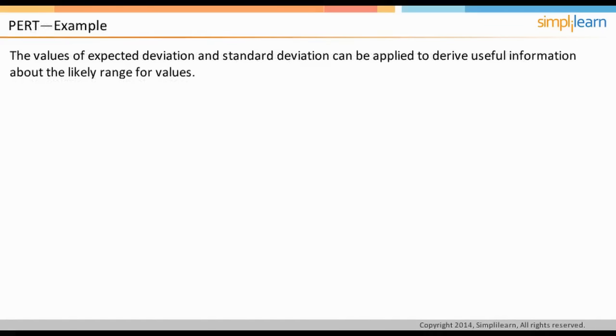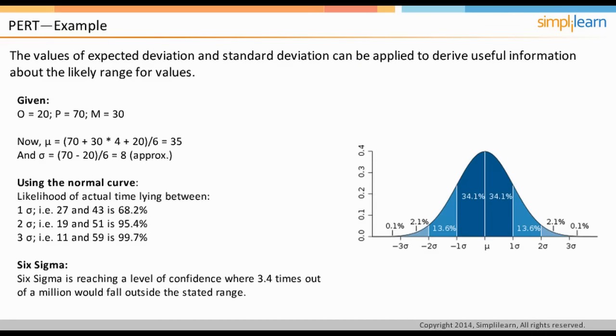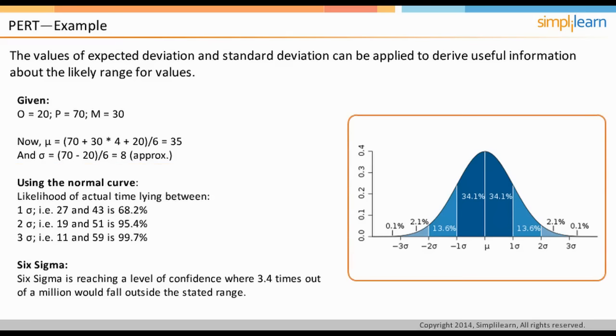Let us now figure out how we can apply the three-point estimation that PERT uses in order to draw some useful conclusions. Assume that the optimistic, pessimistic, and most likely estimates are 20, 70, and 30 respectively. Using these values, you can determine the expected duration and the standard deviation as indicated. Now, if the causes of variation are random, you can assume that the actual values would be evenly distributed about the mean and will follow the normal distribution, sometimes referred to as the bell curve.